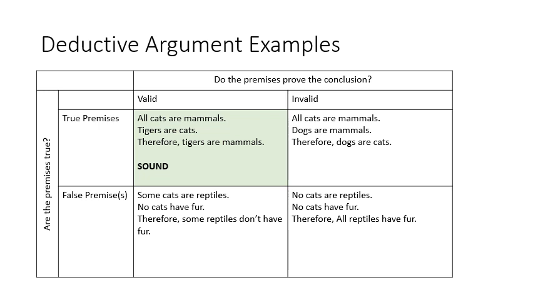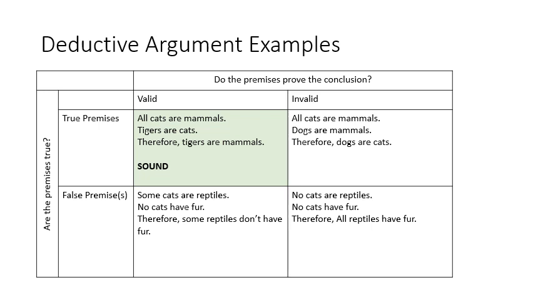So I just want to briefly go through these examples before moving on to induction. So we'll start with the good one here, the top left, the sound argument. All cats are mammals, that's true. Tigers are cats, that's true. And from those two premises, the pattern of this argument is such that given those true premises, it must be the case that tigers are mammals.